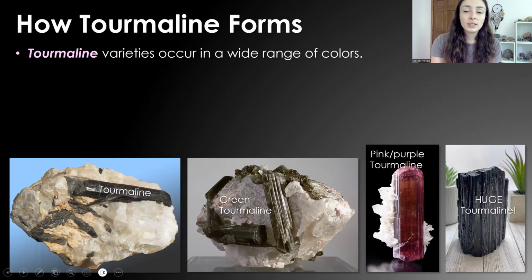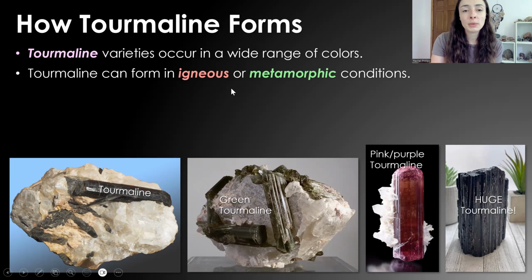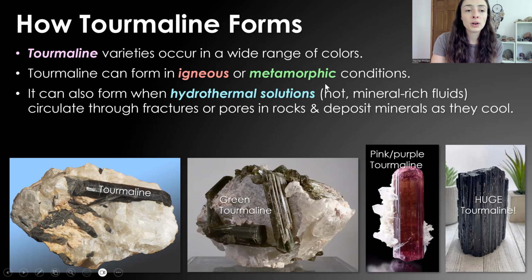instead of chromium. Next, we have tourmaline. Tourmaline is such a beautiful mineral. I love tourmaline. It's not a single mineral. It actually has a variety of varieties within the group of tourmaline minerals, and they occur in a wide range of colors. Tourmaline can also form by either igneous or metamorphic processes.